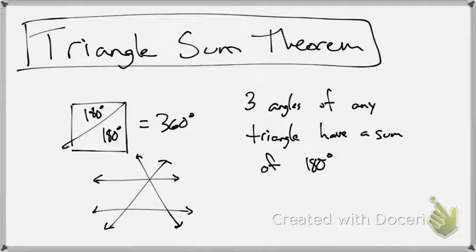If you ever forget what the triangle sum is, start with a rectangle or square. You know that's 360 because it's 90 degrees 4 times. Cut that in half to get a triangle. It's 180. That's another easy way to remember it.